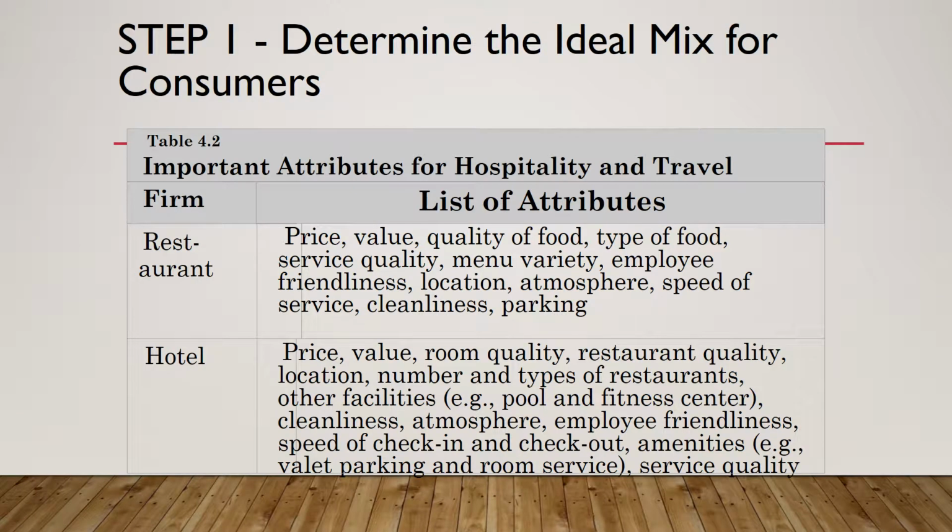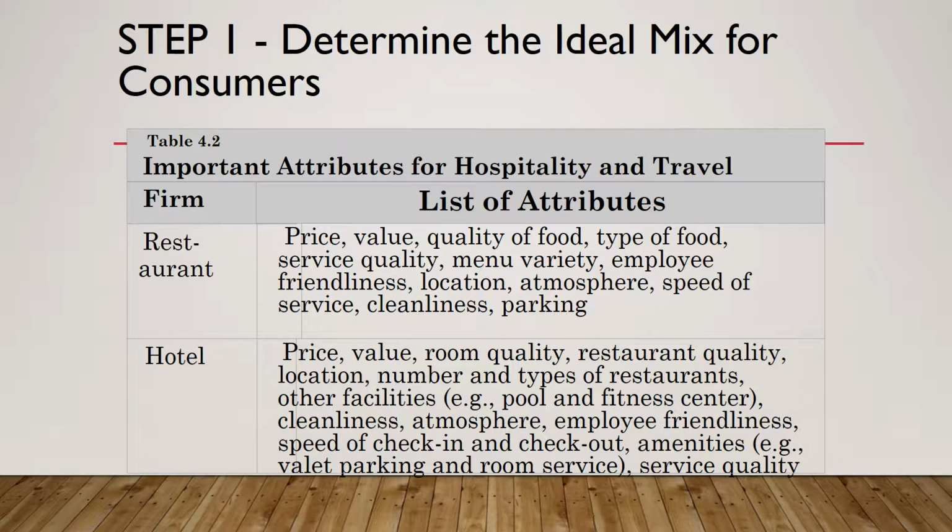Each category in the hospitality industry has a different list of attributes that are important for that particular area. For example, in restaurants, price and value are important, like they are in most of the other categories. But of course, quality of food is particularly important. The friendliness of your staff, location, the atmosphere, the speed at which you serve them, and the cleanliness are critical factors for the restaurant industry that might not apply to some of the other segments.